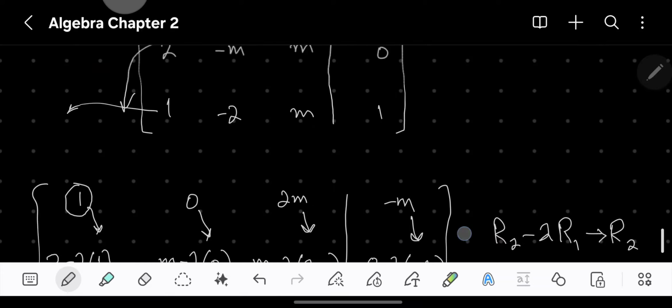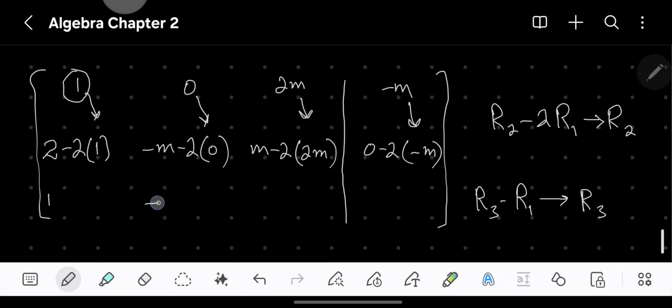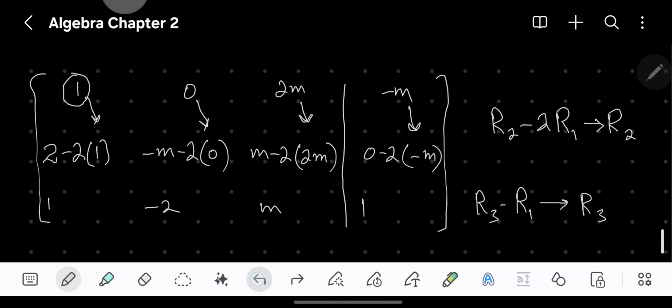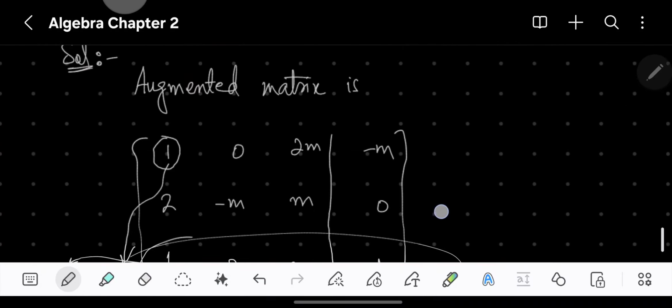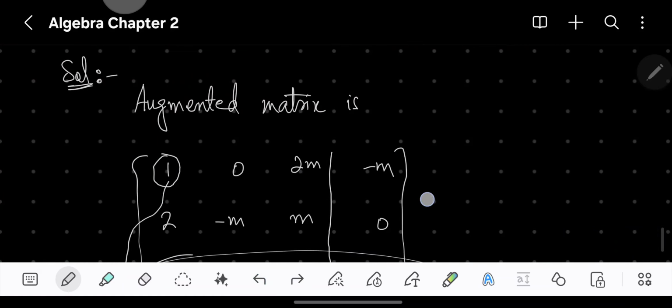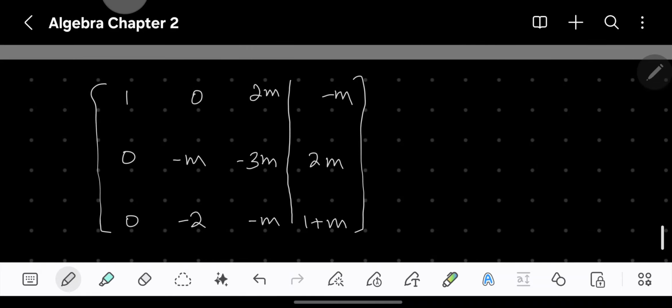First of all, I will write R3, and R3 is 1, 1 minus 2m, 1. So 1, 1 minus 2m, and 1, minus R1. So minus everywhere. Now what is R1? R1 is 1, 0, 2m, minus m. Now I will use a calculator to calculate these two rows. Okay, so after calculation I got this matrix.